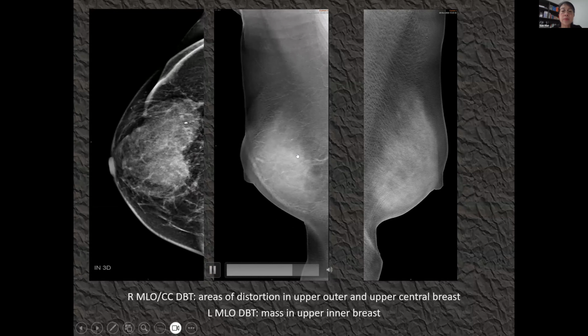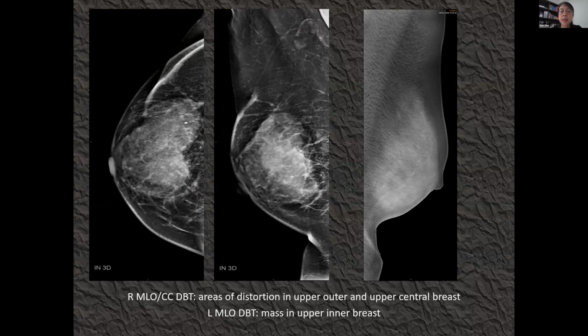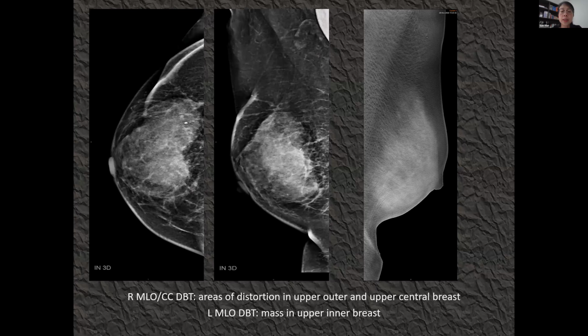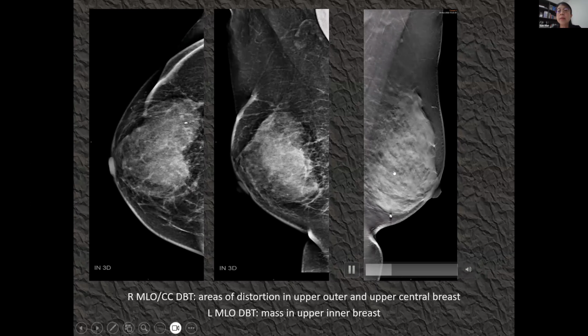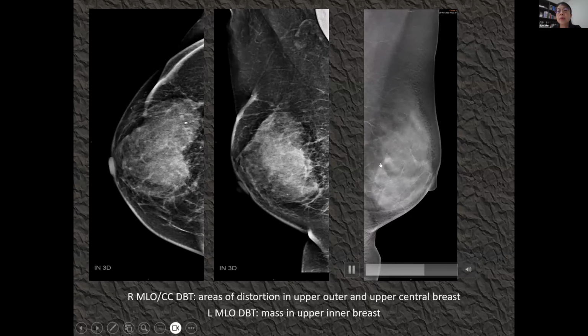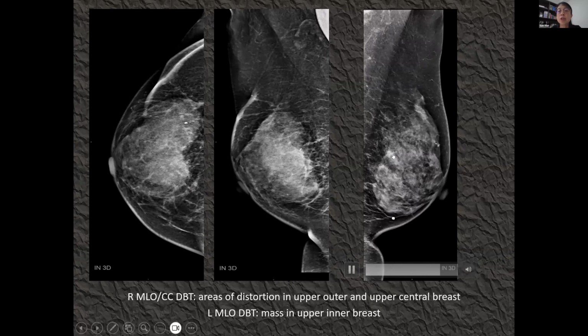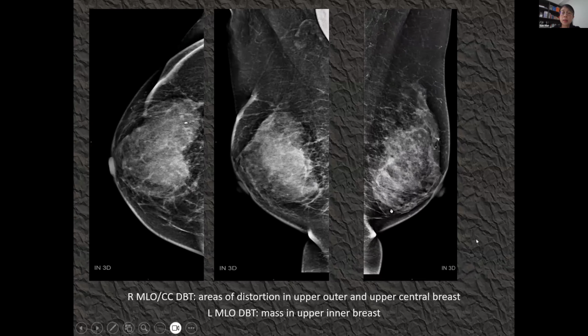There was another area of distortion, and this was all in the upper breast, in the upper and the outer and central region. This is the left breast here. This is the tomo in the MLO plane. And here we see the mass with spiculated margin in the left breast. So for this patient, she underwent only one set of tomo images for the left breast.